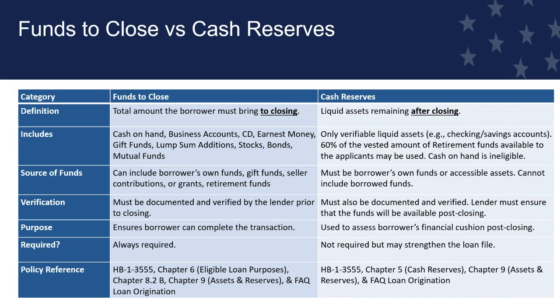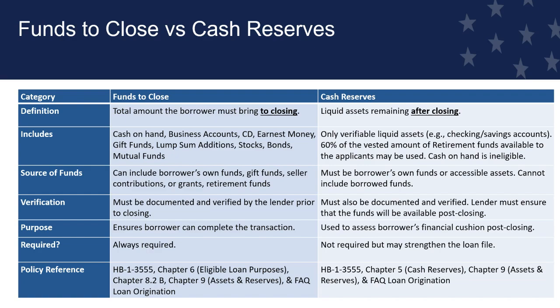Let's take a moment to clarify 2 important financial concepts in the Guaranteed Loan Program: funds to close and cash reserves. They may sound similar, but they serve very different purposes in the loan process. Funds to close are the total dollars a borrower needs to bring to the table at closing for items such as closing costs, prepaid items like taxes and insurance, and any down payment or required repairs. Cash reserves, on the other hand, are what's left in the borrower's account after closing, essentially their financial cushion.